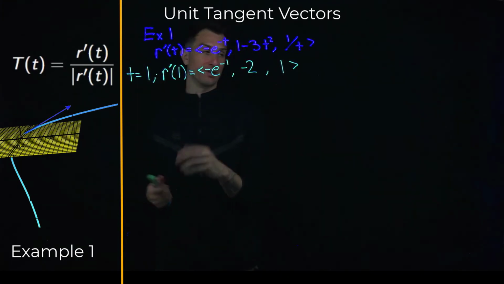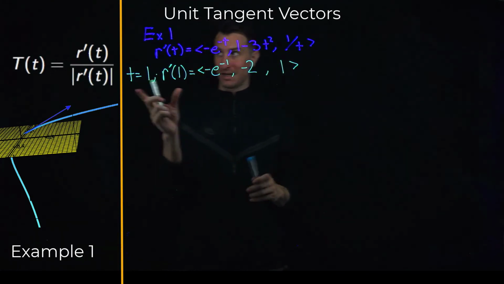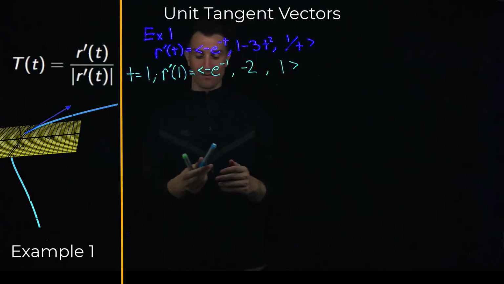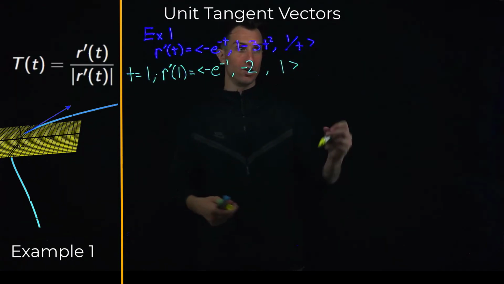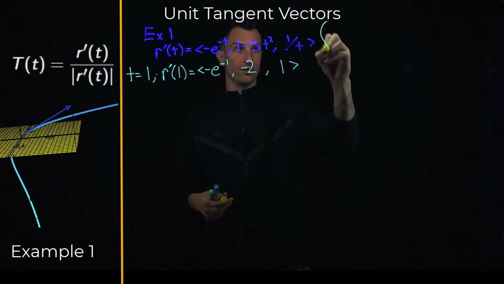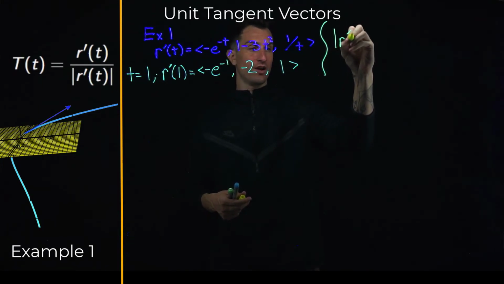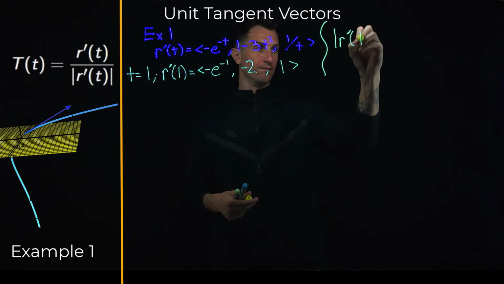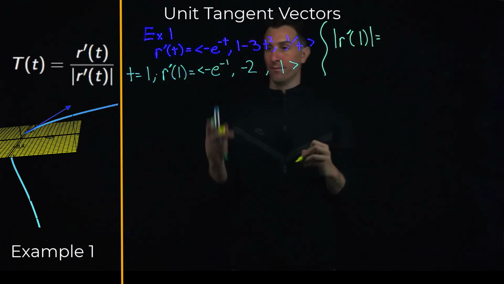This is coming back from a couple of sections ago. We divide by its magnitude, and as the definition shows, we just need to divide by the magnitude. So let's write this over here on the side. We'll do a little bit of side work. We need the magnitude of r prime of 1. And what does that give us? Now, it's going to be an ugly number, I'm aware.